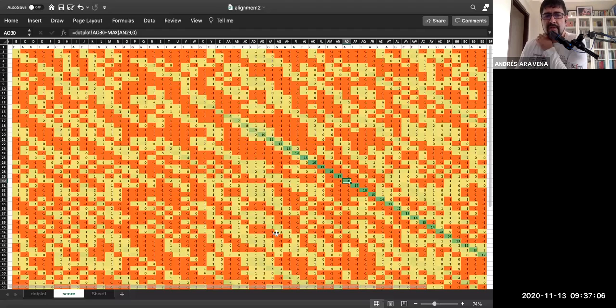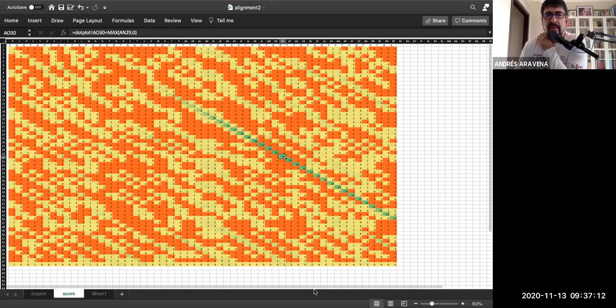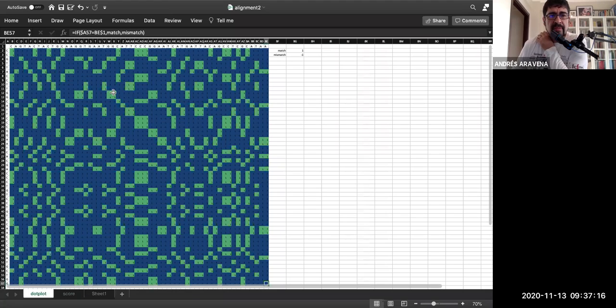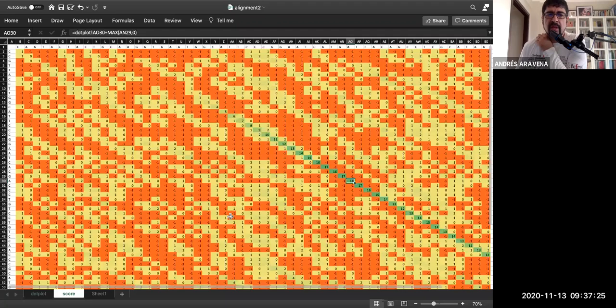What I'm doing in this second spreadsheet is taking these values and adding them diagonally. Okay. And when I do that, I can find what is the cell with the highest score. That will be the score of the best local alignment.